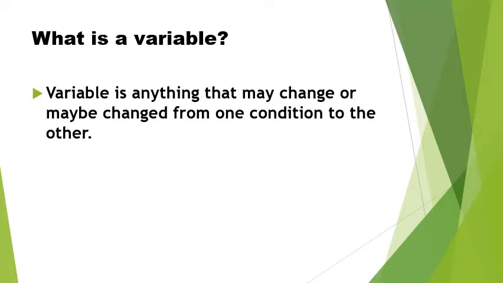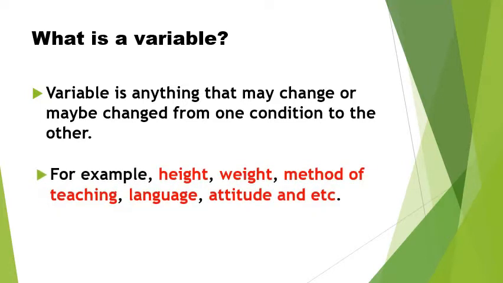Because as was said, on the first day you wanted to eat chocolate, and on the second, you wanted to eat vanilla. So, any alteration or change from one thing to the other is considered a variable. Say for example, we have height, weight, method of teaching, language, attitude, and so on. Changing from one thing to the other is what we call a variable.